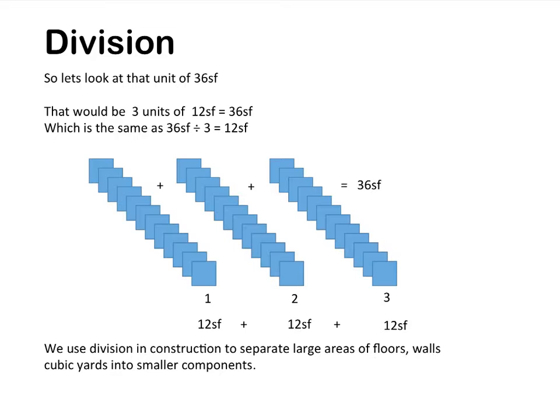Division is nothing more than taking a larger number and breaking it down into smaller parts. So if you had 36 square feet, you divide it by 3, you would have 12 square feet.